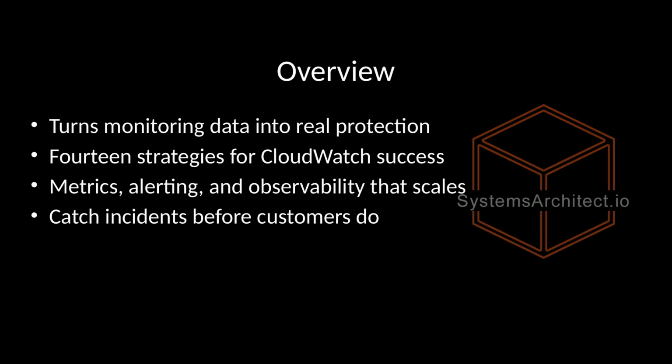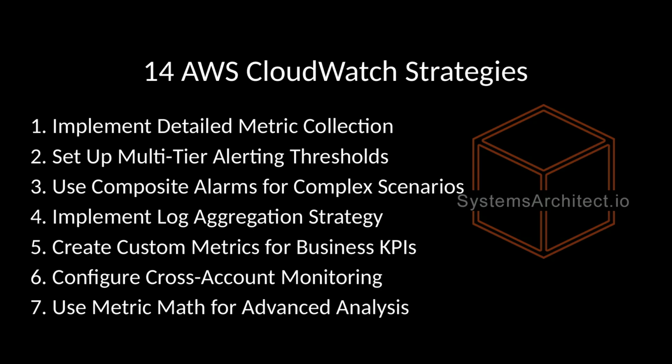14 AWS CloudWatch strategies. 1. Implement detailed metric collection. 2. Set up multi-tier alerting thresholds. 3. Use composite alarms for complex scenarios. 4. Implement log aggregation strategy. 5. Create custom metrics for business KPIs. 6. Configure cross-account monitoring. 7. Use metric math for advanced analysis.